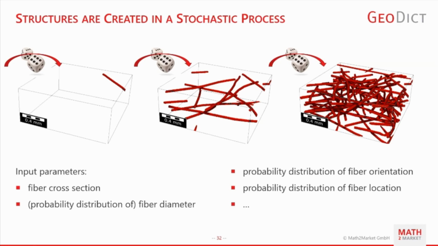So as input, we do not prescribe that we have a fiber at exactly this position and one at exactly that position. We describe what the fiber cross-section or shape is, and then we have probability distributions for the diameter, for the orientation or the location of the fibers, and these fibers are placed randomly.